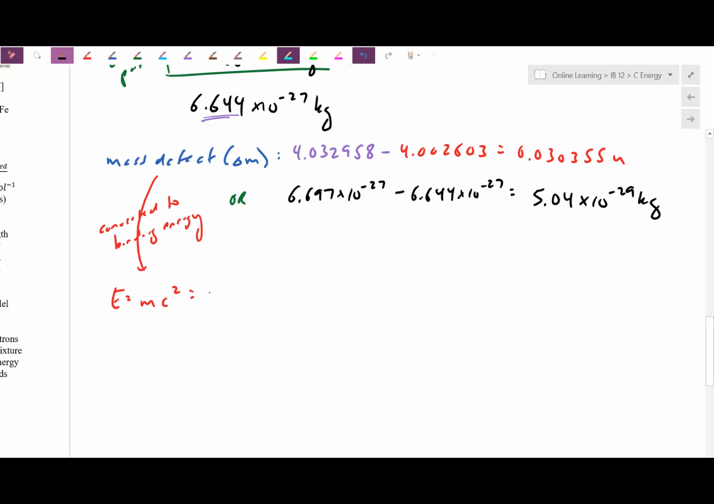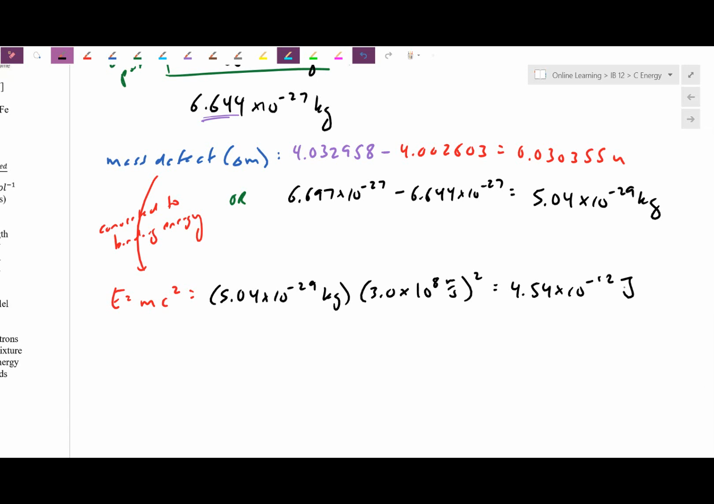I'm going to take this number here. Hopefully you have the unrounded number in your calculator. So 5.04 times 10 to the negative 29. I'm going to show you the units. This one here is kilograms. The c is the speed of light, 3 times 10 to the 8 meters per second, all this squared. And previously I got 4.54 times 10 to the negative 12. You're going to try to keep all the numbers in your calculator so you don't have any rounding issues. So something in the ballpark of 4.54 times 10 to the negative 12. This number probably doesn't mean anything to you, because that's in joules.